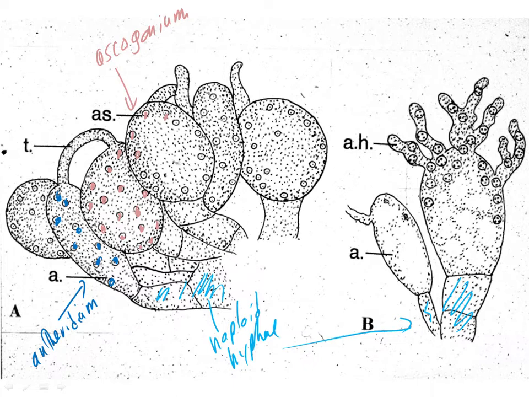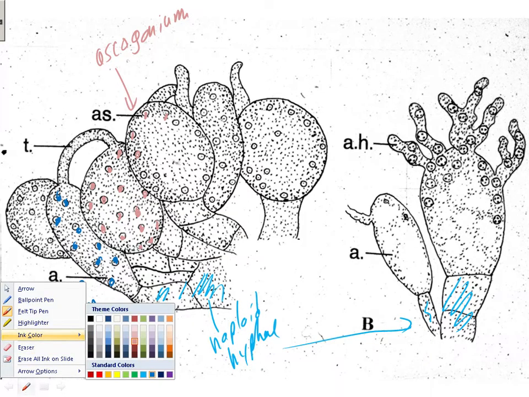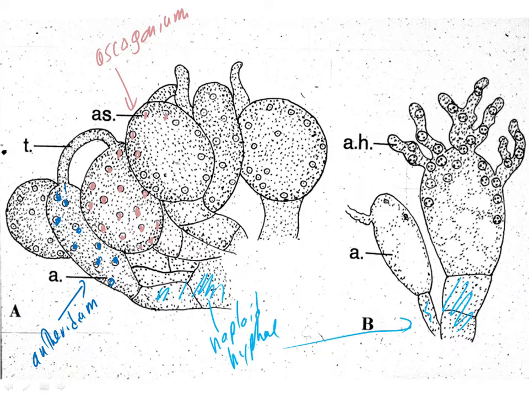So it's the female side of this. It's the female side because those blue nuclei are going to move through this tube. And you know what that tube is called? It's the female hair. It's the trichogyne again.